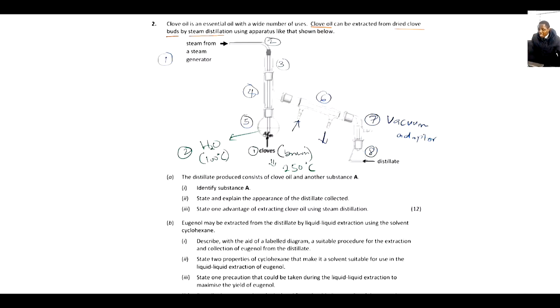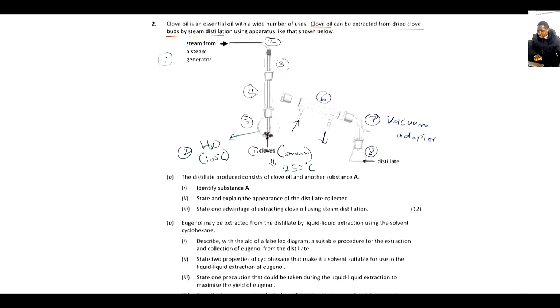So as the water is boiling at 100 degrees Celsius, the clove oil is coming with it. That's the essence of steam distillation. It helps us to get our products at lower temperature. So now, using this basic information to answer the following questions, what are the things that we need to know in this experiment? We already know that.